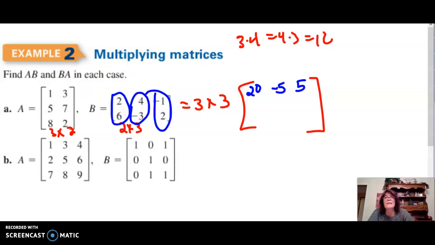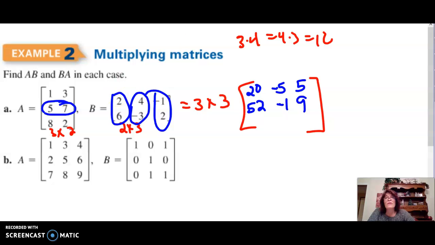Let's move to the second row. 5 times 2 is 10, plus 7 times 6 is 42. 10 plus 42 is 52. Why do I keep circling around? 5, yeah. And then for my next column, second row, second column, 5 times 4 is 20, plus 7 times negative 3 is negative 21. 20 plus negative 21. And then negative 5 plus 14.